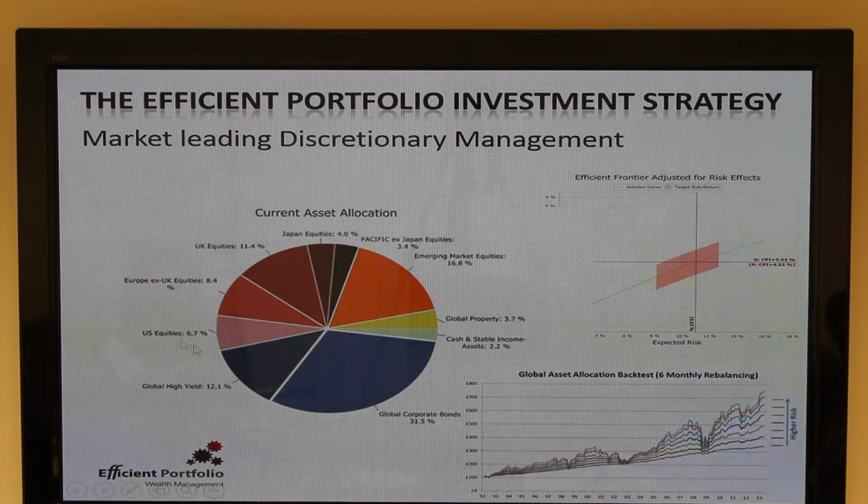But by having a diversified portfolio, you can generate much smoother returns for the level of risk that you're comfortable with than if you just go off and put it all in the FTSE 100, for example.